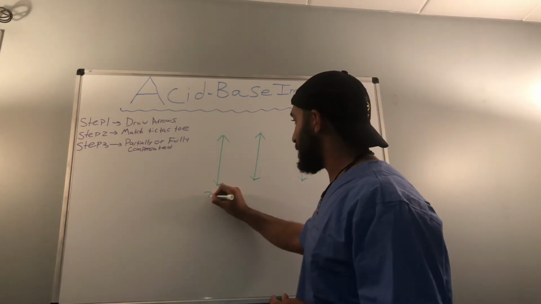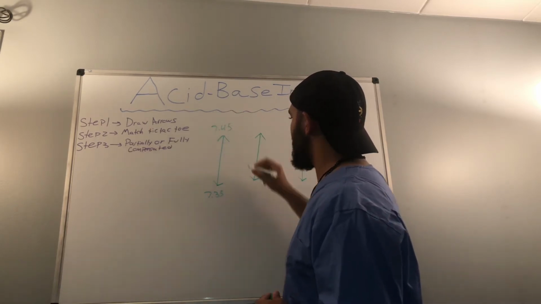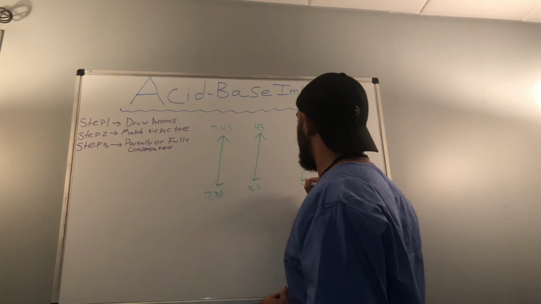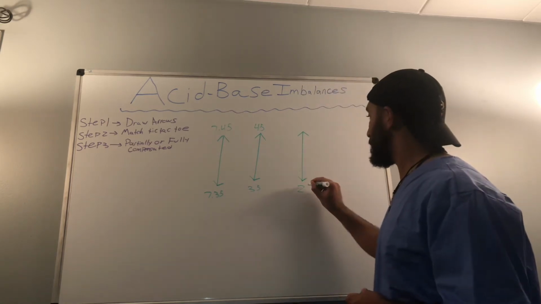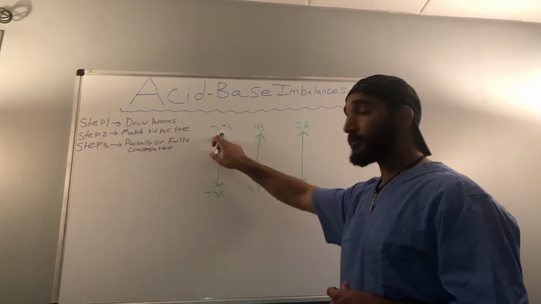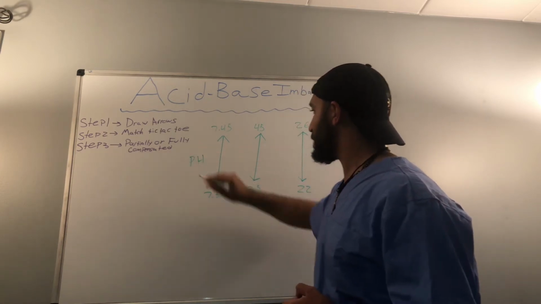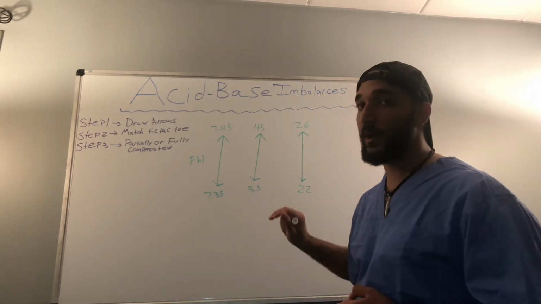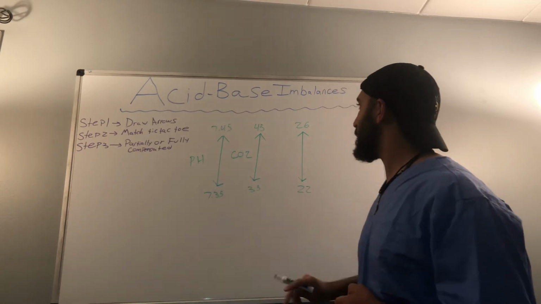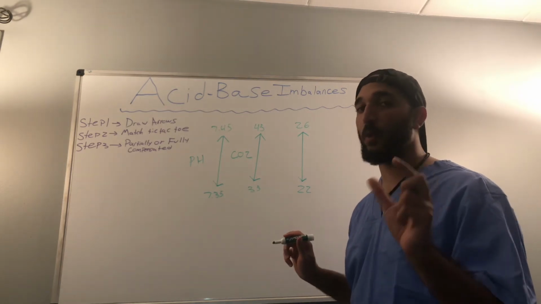Right here we're going to write 7.35. Up here we're going to write 7.45. Right here we're going to write 35 to 45, and 22 to 26. 7.35 to 7.45 is going to be our pH. 35 to 45 is going to be our CO2. 22 to 26 is going to be our bicarb, our HCO3.